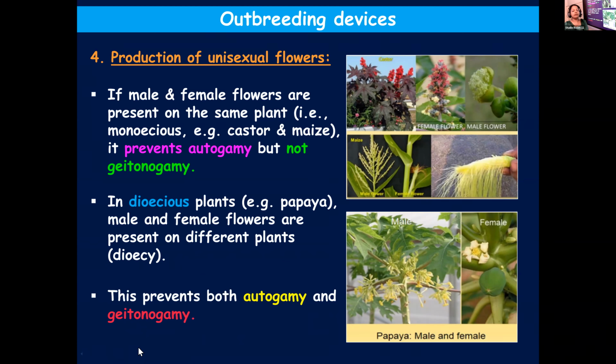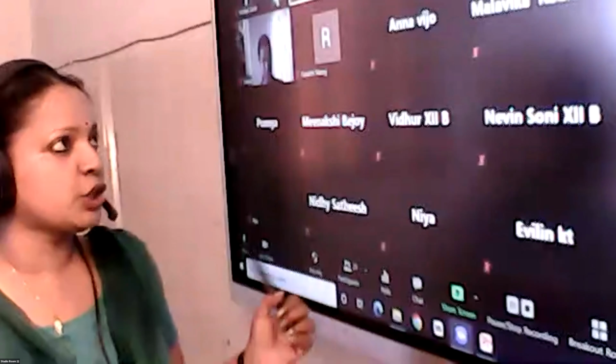Okay. So with that, we have completed the outbreeding devices. If you can quickly summarize, we'll proceed to the next topic.